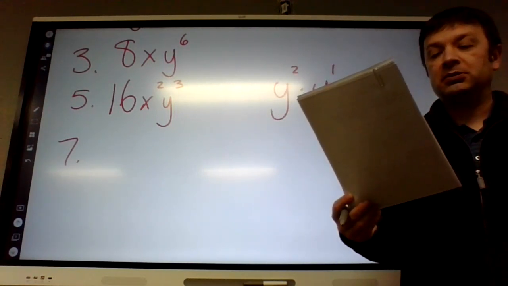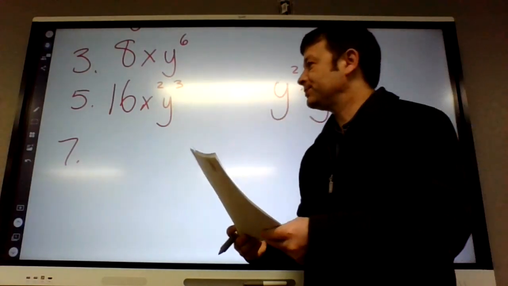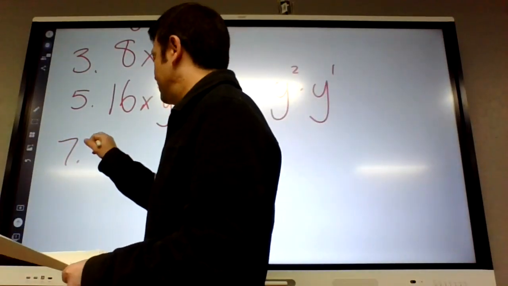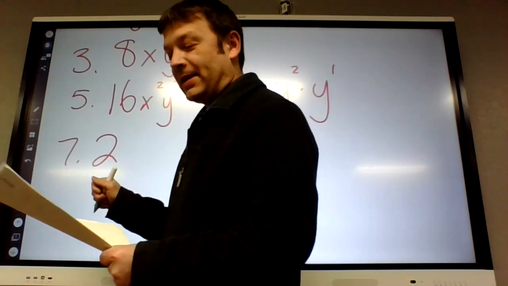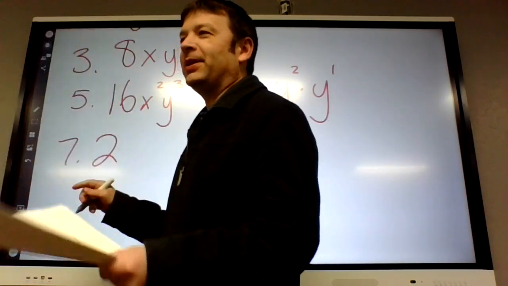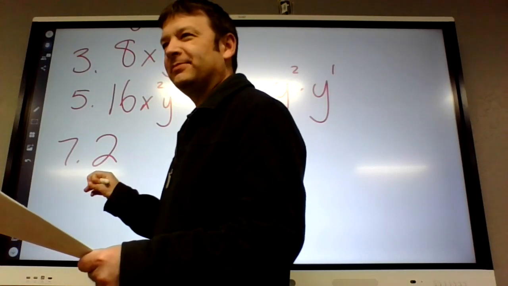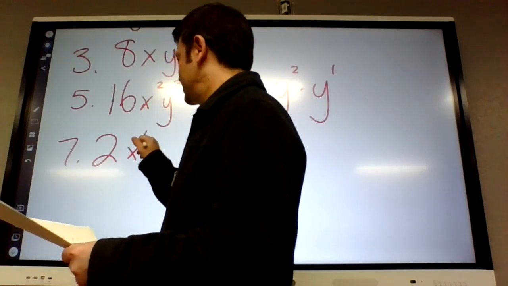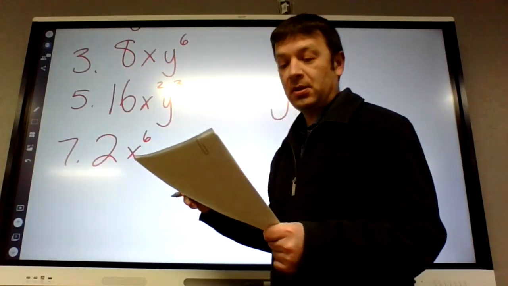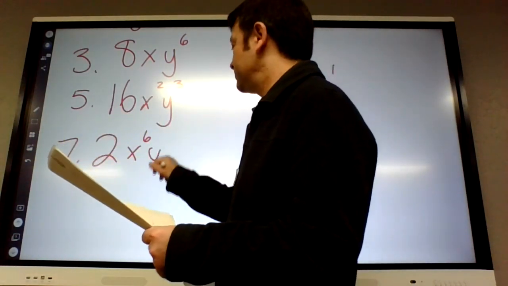Number 7. Roman, what do we put on 7? 2. And then how many x's do we got? X to the 6, and then 3 y's, and y to the 3rd.